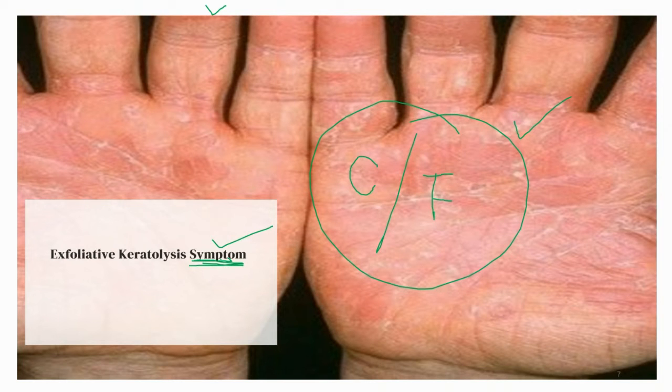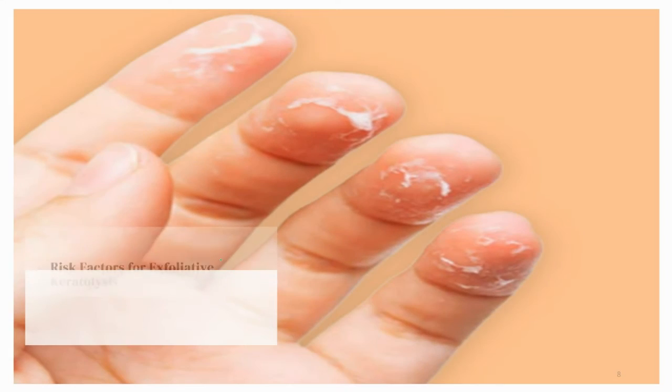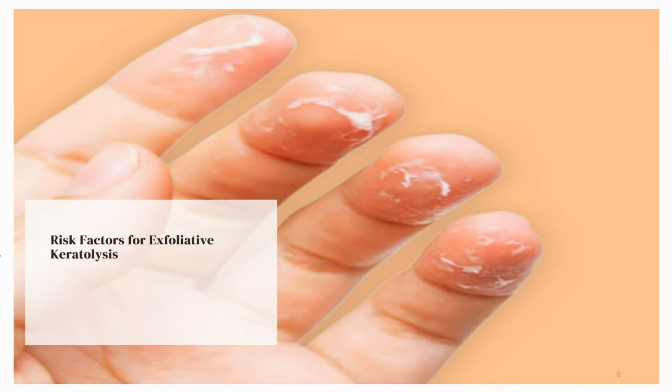Next, we'll talk about the risk factors for exfoliative keratolysis. So, exposure to harsh weather, allergens, and family history are the risk factors for the peeling of the skin from the palm.